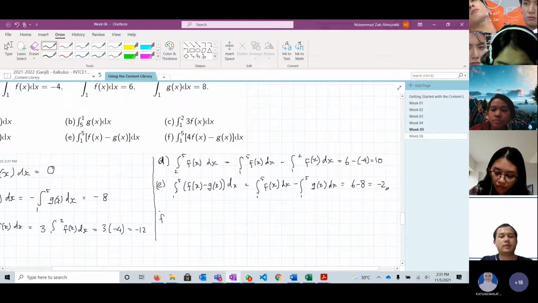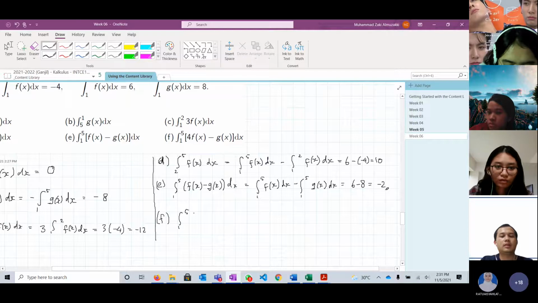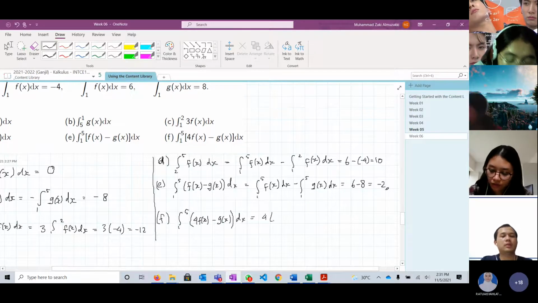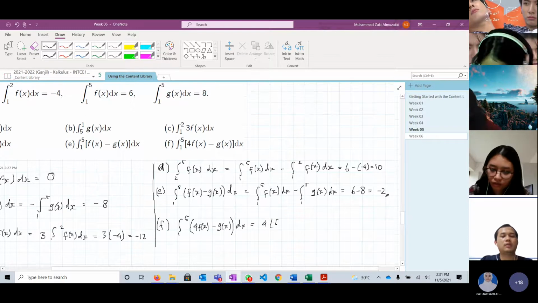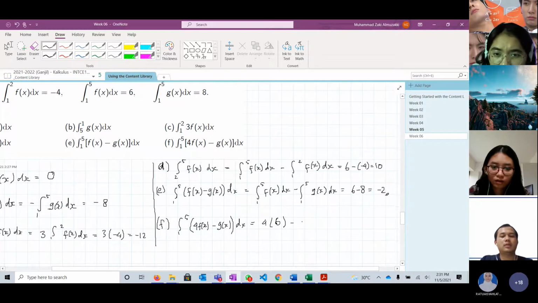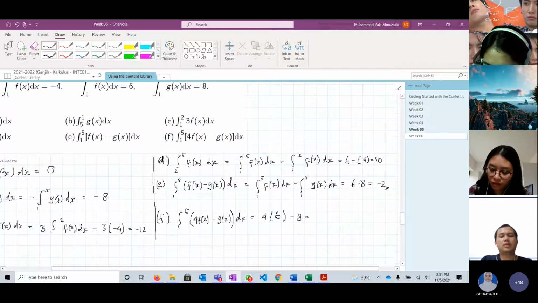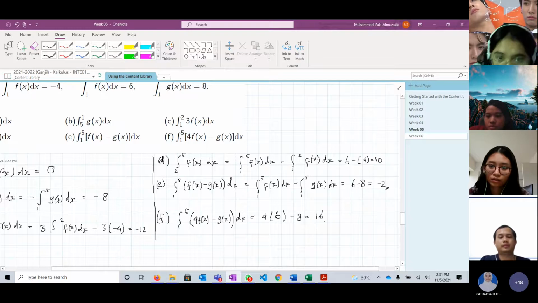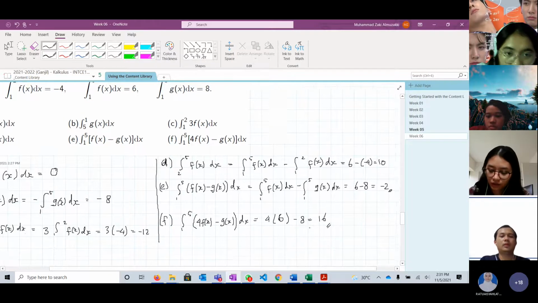So for F, the integral from 1 to 5 of 4 f(x) minus g(x) dx is equal to 4 times 6 minus 8, which is 2. No, 24 minus 8, yeah, 16. Yeah. Any question for this example?